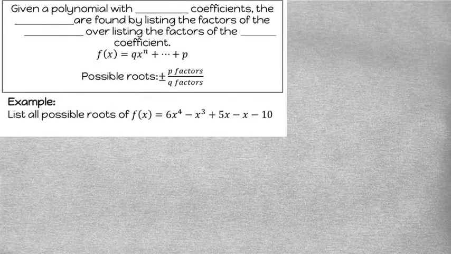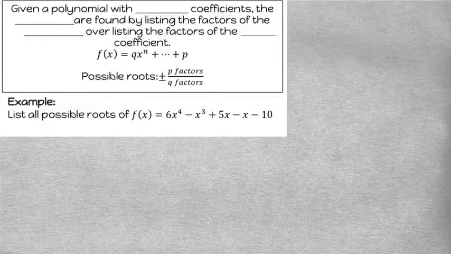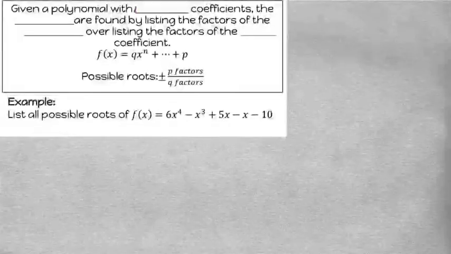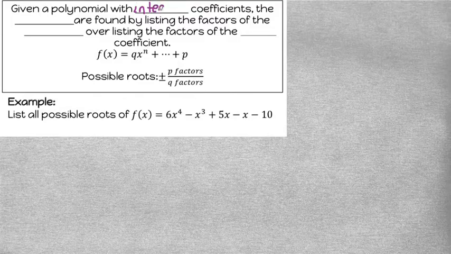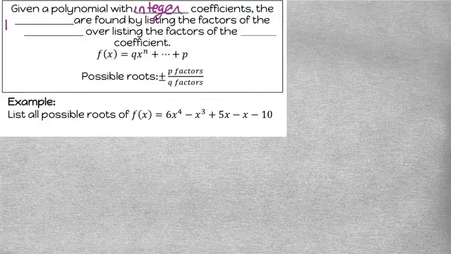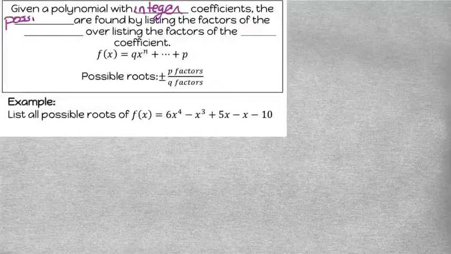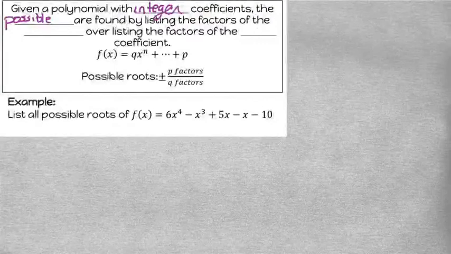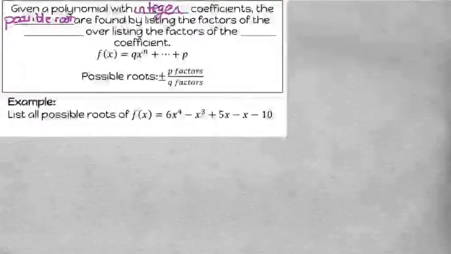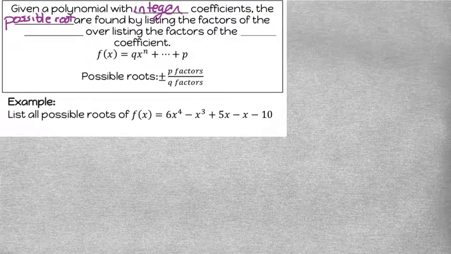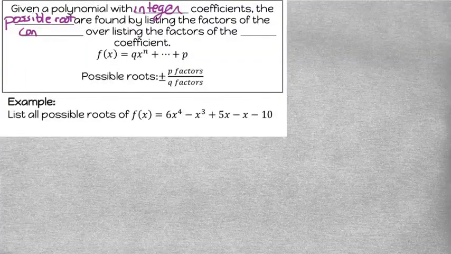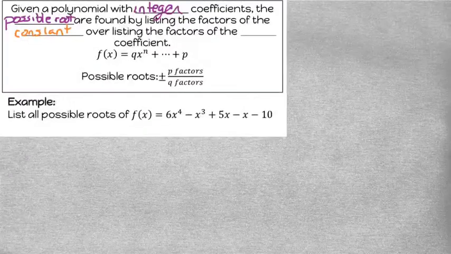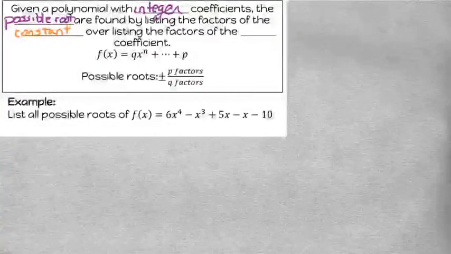When you're given a polynomial, you have to have integer coefficients, so that means you can't have fractions, you can't have decimals, it has to be integer values. The possible roots, so that means what things will possibly be factors, are found by listing the factors of the constant over the factors of the leading coefficient.